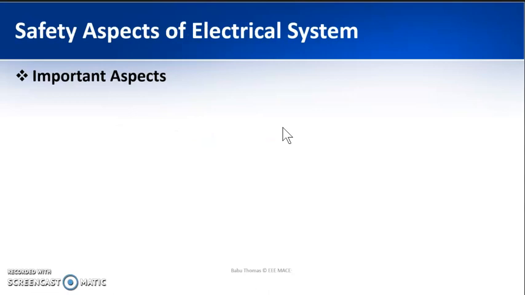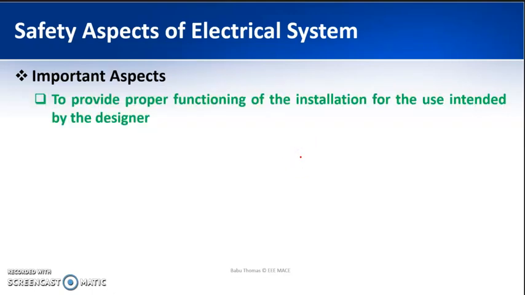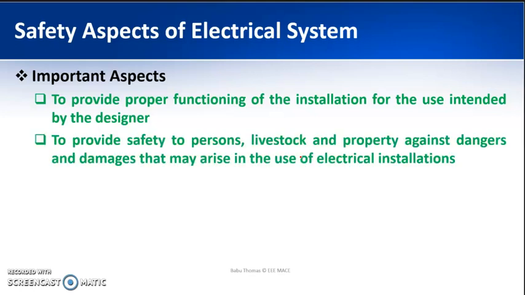Now we are going to discuss the safety aspects of electrical systems. Any kind of electrical system design has to cater to the consumers by providing safe and reliable power. So safety is an important aspect. Our system has to provide proper functioning for its intended use, and it should also provide safety to the person and to the property against any kind of damages and dangers.